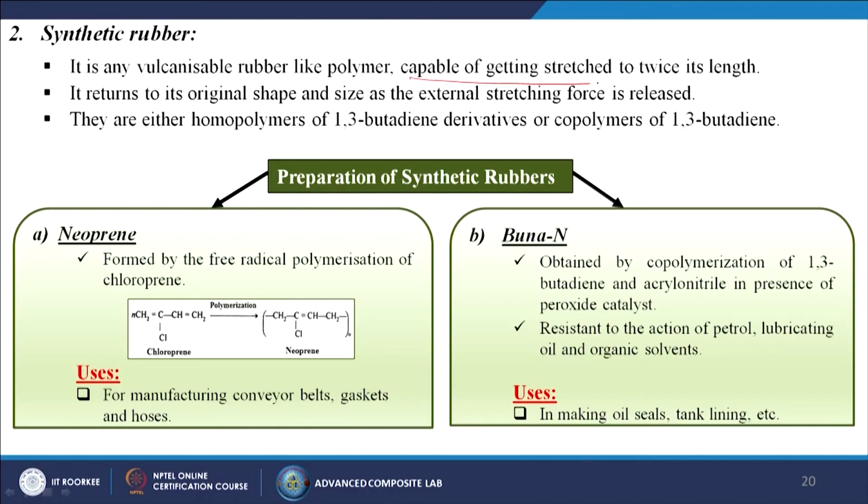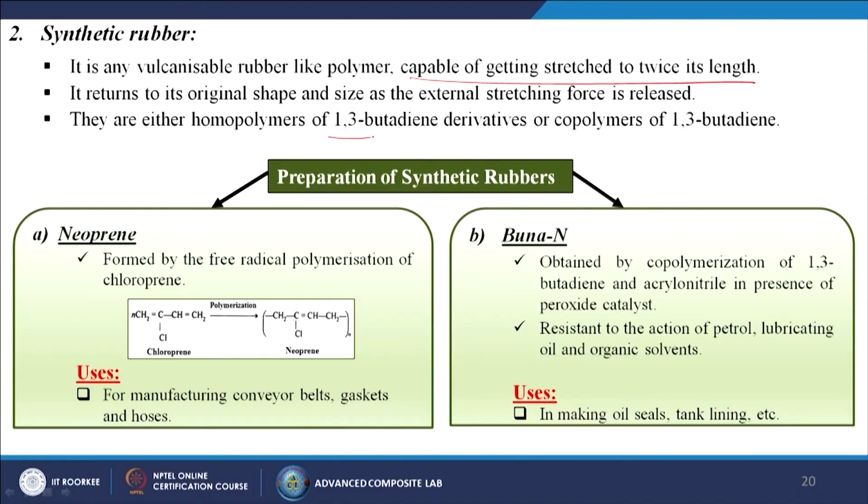Next we are going to discuss synthetic rubber, which, as I have already told, we generally make by chemical reactions in our lab or in industry. It is any vulcanizable rubber-like polymer capable of being stretched to twice its length. It returns to its original shape and size as the external stretching force is released. Its elongation is high. They are either homopolymers of 1,3-butadiene derivatives or copolymers of 1,3-butadiene.